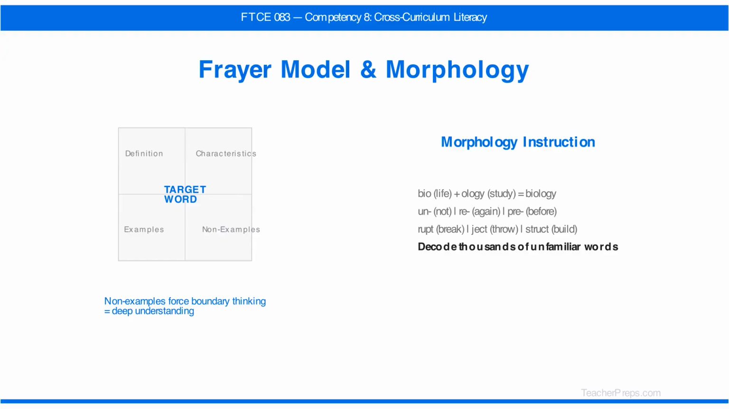Common prefixes to teach include un- meaning not, re- meaning again, pre- meaning before, and mis- meaning wrong. Common roots include rupt meaning break, ject meaning throw, and struct meaning build. Students who understand morphology can decode thousands of words they've never seen before.